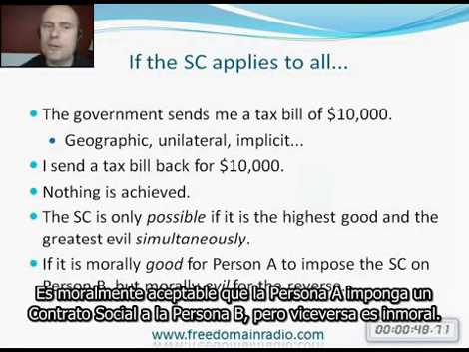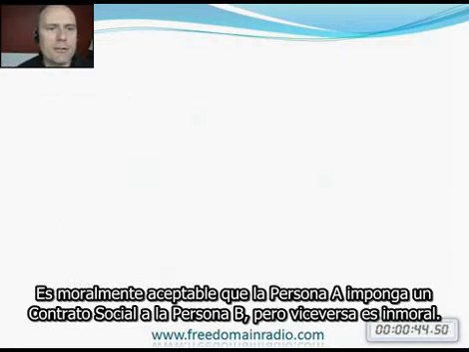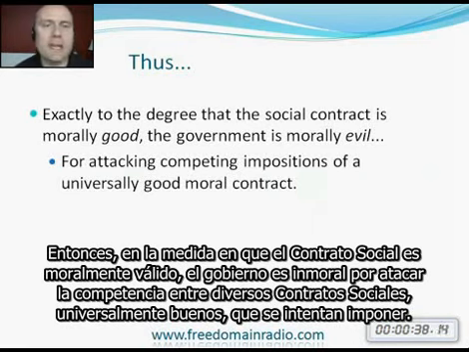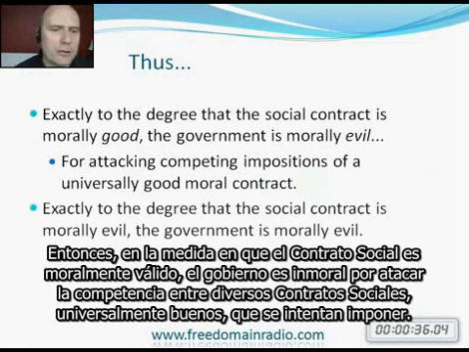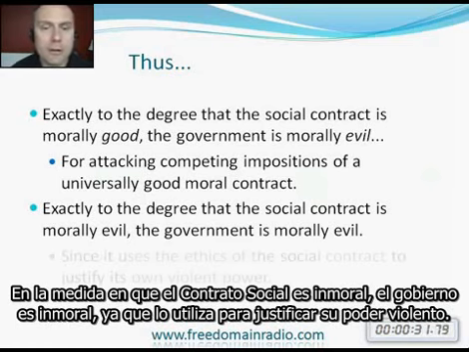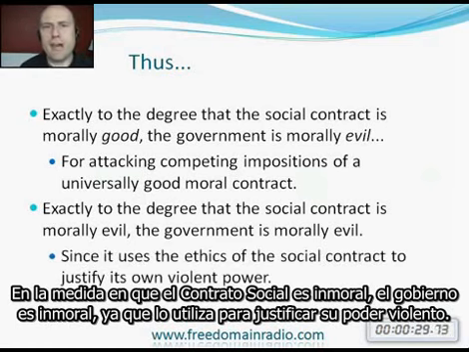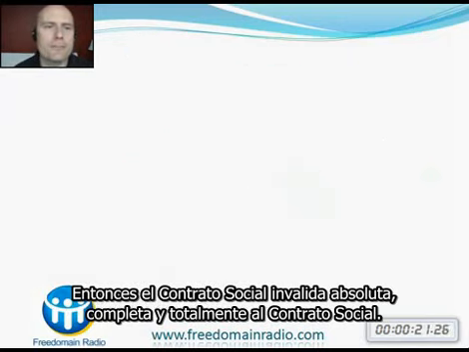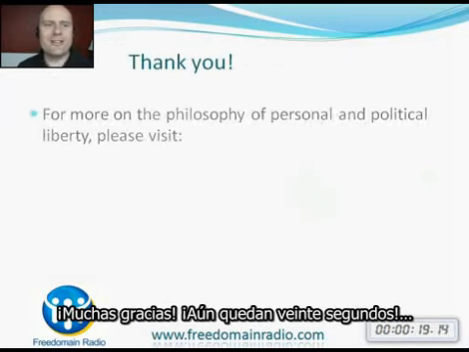If it's morally good for person A to impose the social contract on person B, but morally evil to do the reverse. Thus, exactly to the degree that the social contract is morally good, the government is morally evil for attacking competing impositions of a universally good moral contract. Exactly to the degree that the social contract is morally evil, the government is morally evil, since that is what it uses to justify its own violent power. Thus, the social contract utterly and completely and totally invalidates the social contract. Thank you very much.